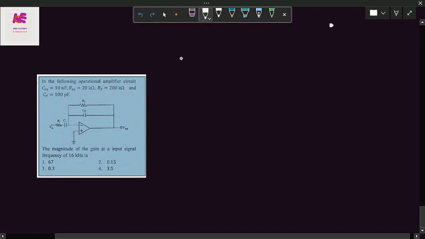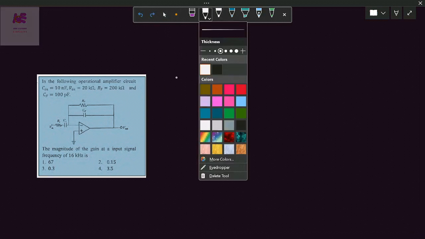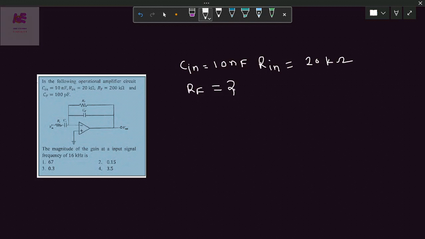So taking the values of the components, Cin is given, which is equal to 100 nanofarad. Then our input resistor is 20 kilo ohm. What is next given? RF, that is the feedback resistor, 200 kilo ohm, and the feedback capacitor is also given, that is 100 picofarad.